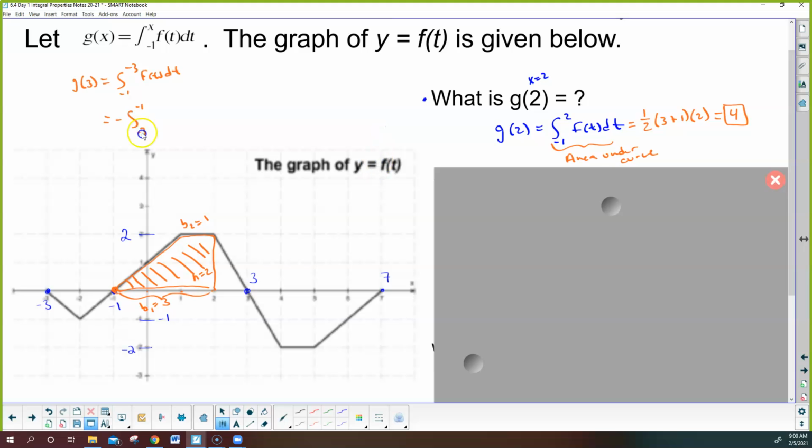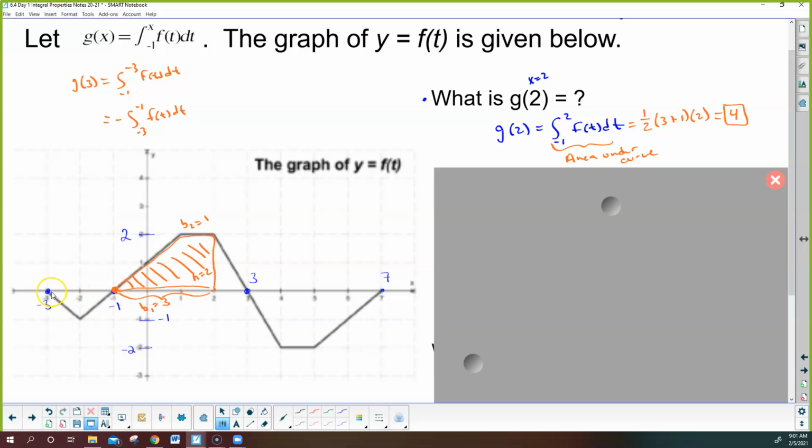I'm going to put the smaller number on bottom, but if I flip them, then I know this answer is opposite of what it should be. So notice, if I went from negative 1 to 3, that area underneath this curve is going to be a 2 by 1. So actually, I can calculate this really quickly.